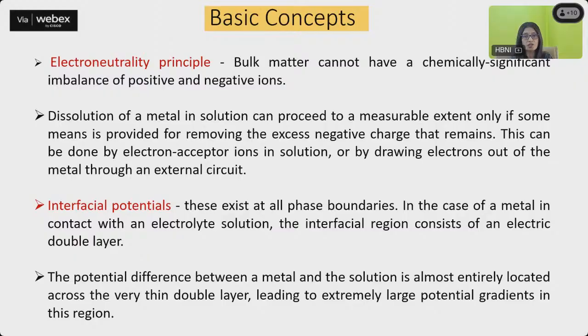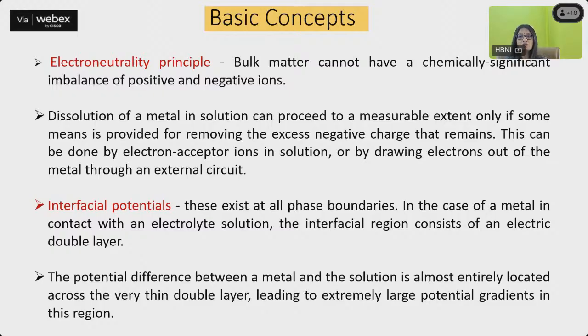Now some basic concepts. Those were the basic definitions. Now you come to some basic concepts which you should have in your mind. You should be ready in your mind before we move deeper into the subject. So one is known as the electroneutrality principle. As the name suggests, what is this? Electroneutrality means bulk matter cannot have a chemically significant imbalance of positive and negative ions.